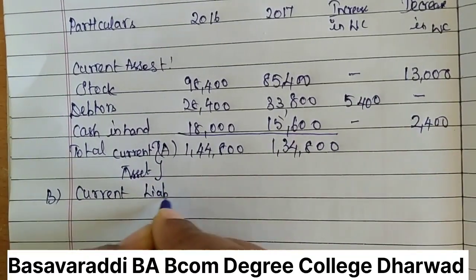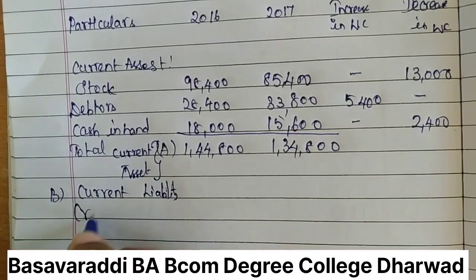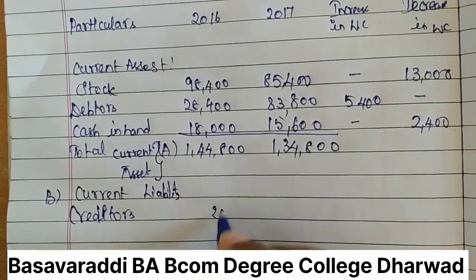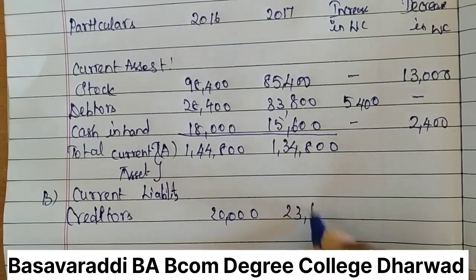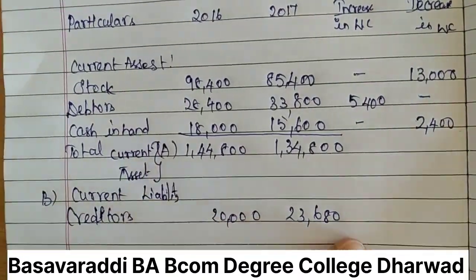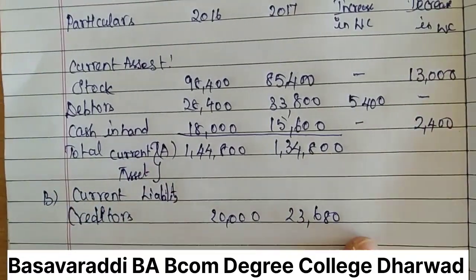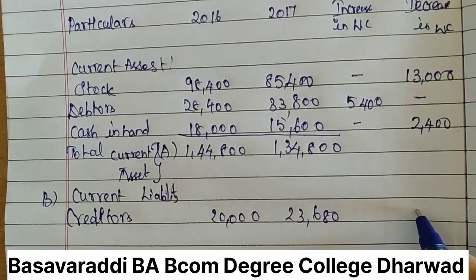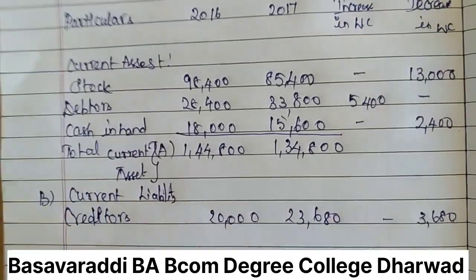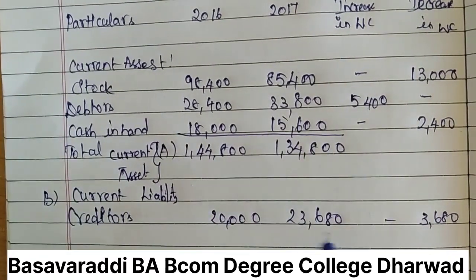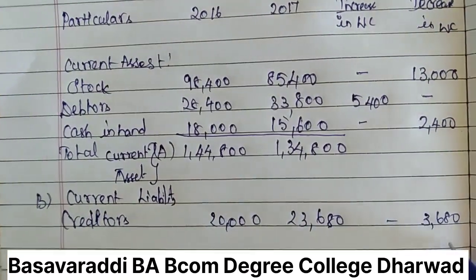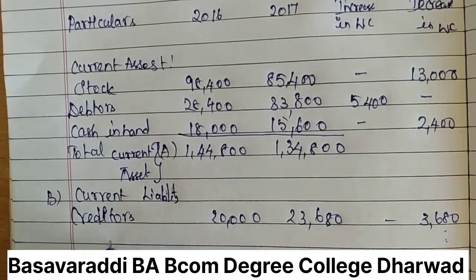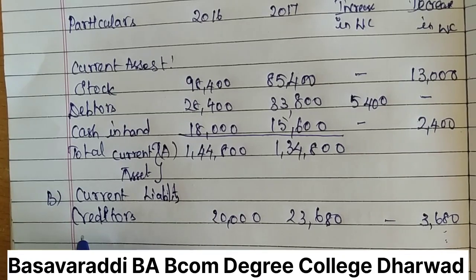Now next is current liability. In this current liability, first we have to enter creditors. Here 20,000, here 23,680. What happened? It is increase. When the current liability is increase, working capital is decrease. We have to enter in the decrease column. What is the difference? 3,680 is the difference we have to enter. When the current liability is increase, working capital is decrease. So we enter it in working capital.